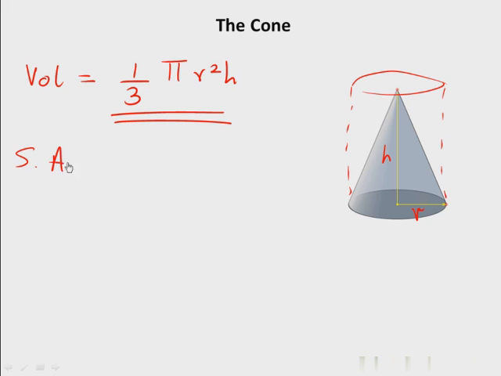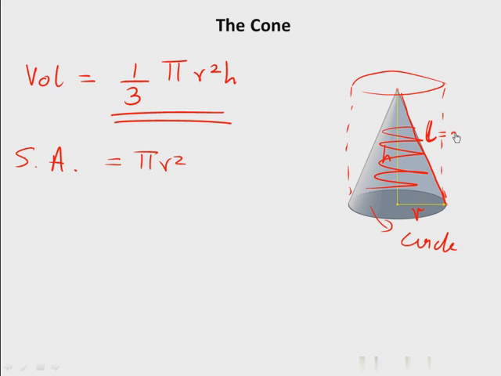What's its surface area? Well, that's more interesting. Well, it has a base which is a circle. So it has a pi r squared. And it has a curved surface, which is what forms the shape of the cone. And this curved surface has a slant height of L. Let's call L the slant height.